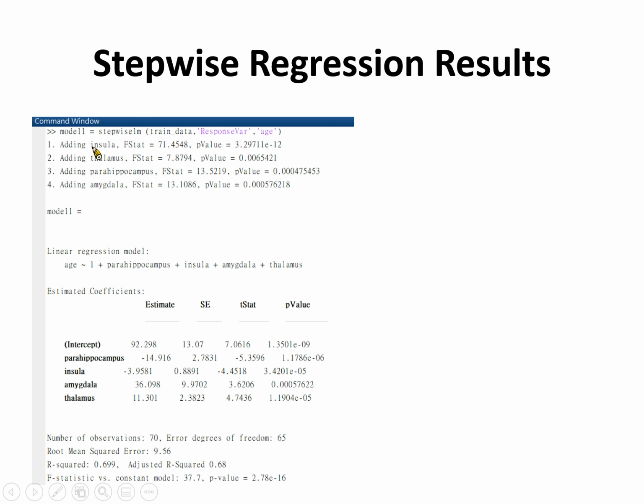The first step is to add the insula, the second step is to add the thalamus, the third step is to add the parahippocampus, and the final step is to add the amygdala. So in this model, they found that the 4 brain regions, including parahippocampus, insula, amygdala, and thalamus, can all contribute to the brain age predictions, and they all have significant p-values.